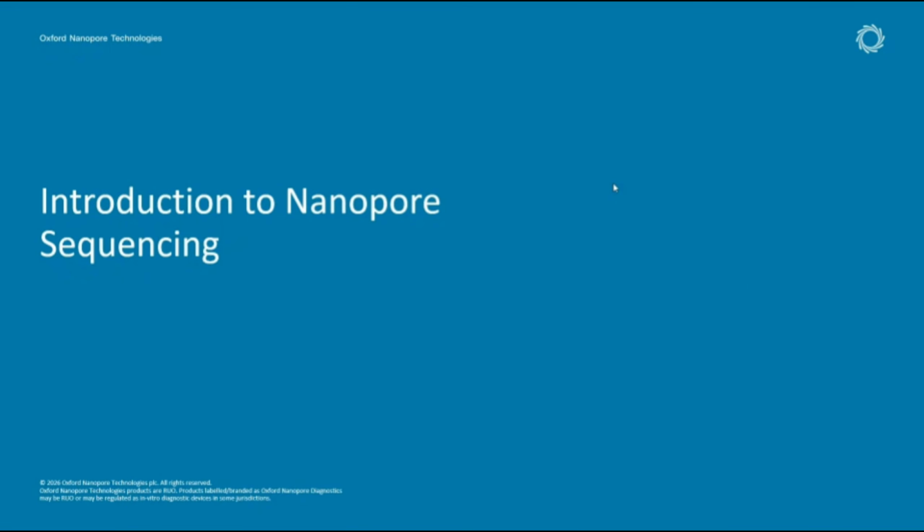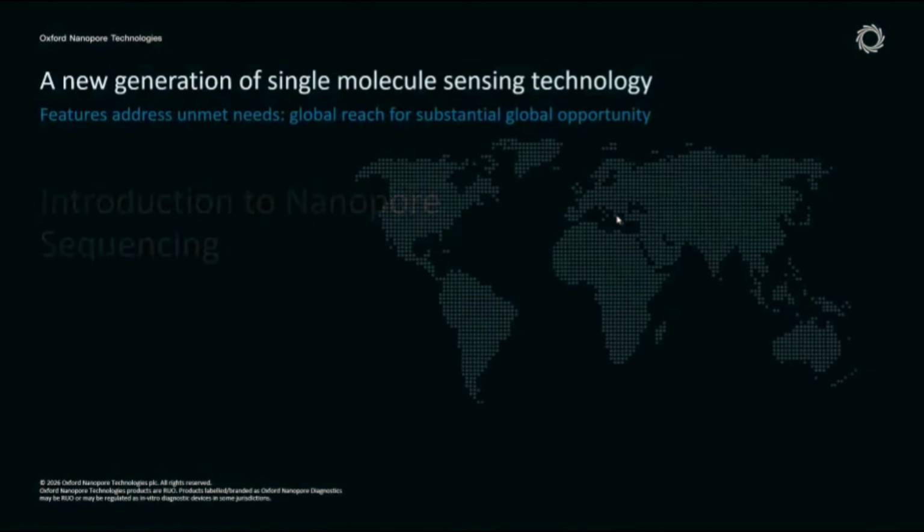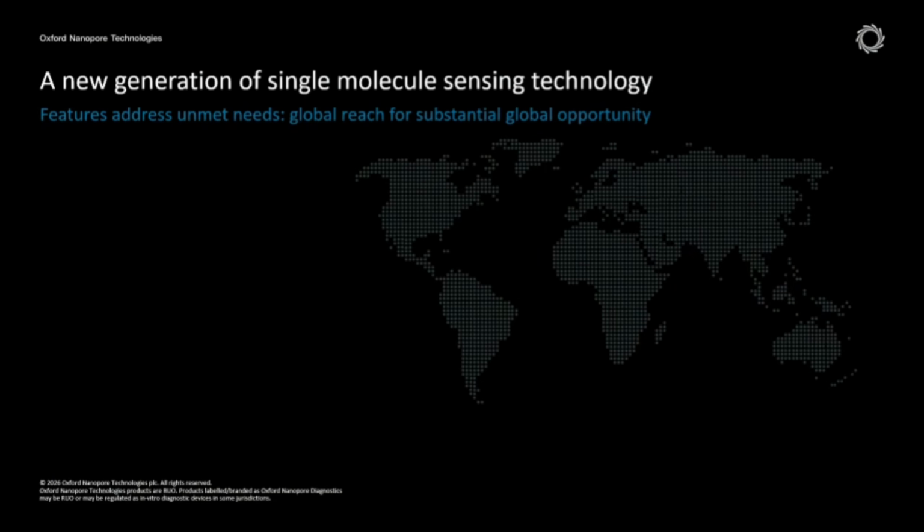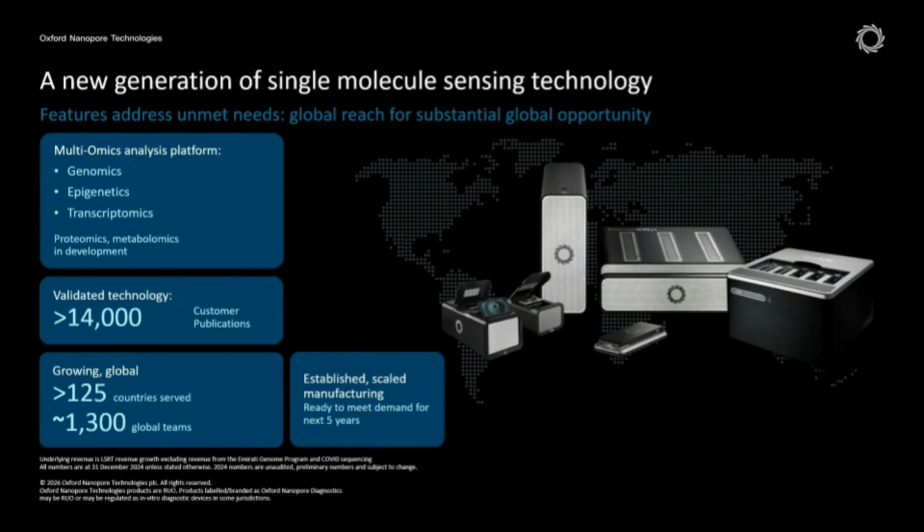So without further ado, let me introduce Oxford Nanopore Technologies. Oxford Nanopore Technologies, or ONT in short, is a UK-based company, and the core technologies from ONT are the nanopore sequencing products.